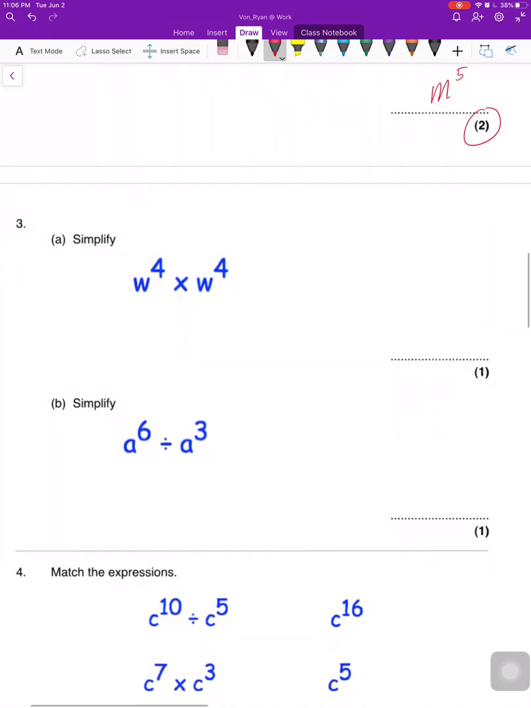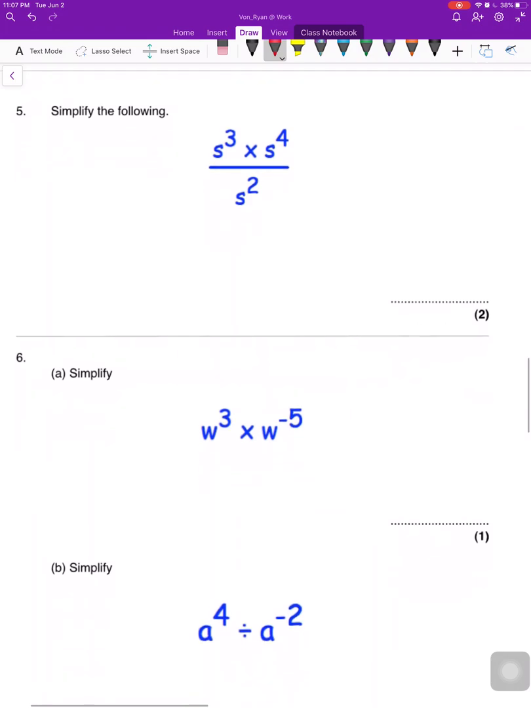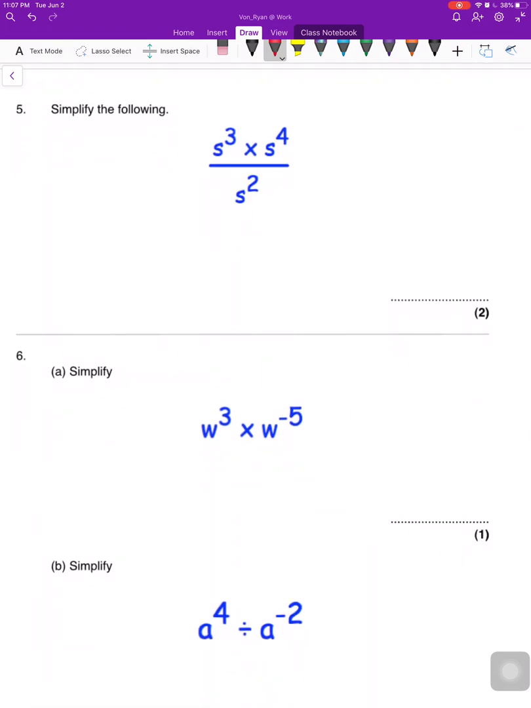We'll skip number 3 because that's simple enough. Let's work with number 5. Okay, so for number 5, again, you have a product of powers there. So s raised to 3 plus 4 is 7, divided by s squared. That's going to be s raised to 5, because 7 minus 2 is 5. So s raised to 5. Again, feel free to pause the video.